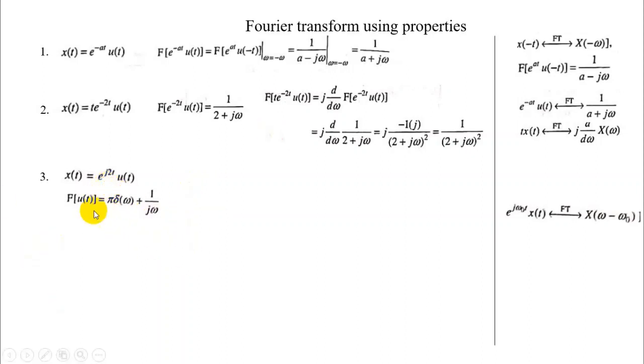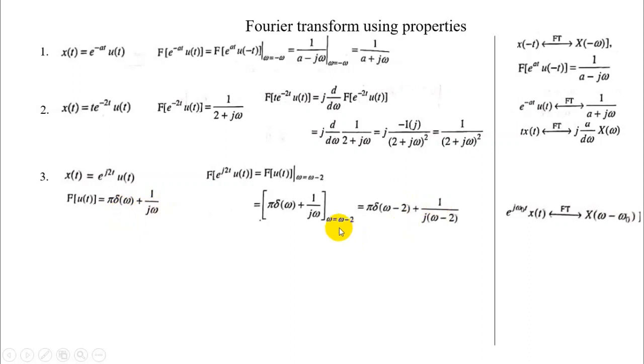We know the Fourier transform of u(t) is pi delta(omega) plus 1 divided by j omega, as I have discussed in previous videos, back in 2 or 3 videos, or here you can see. As we know the Fourier transform of u(t), in this case we need to replace omega by omega minus omega naught. Here omega naught is 2, so omega would be replaced by omega minus 2. It is the final answer. So without performing the integration, as I have discussed in several slides at the start of this lecture playlist, we don't need to perform the integration as in conventional methods.